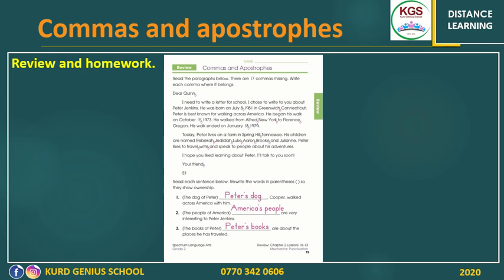And the last thing, we have it on page 73, commas and apostrophes. It's a review. If you look at the top of the page and also at the side of the page, it's written review. So it means that you're going to review commas and apostrophes. It's a review and also a homework that you can do in your own books. Read the paragraphs below. There are 17 commas missing. Write each comma where it belongs.